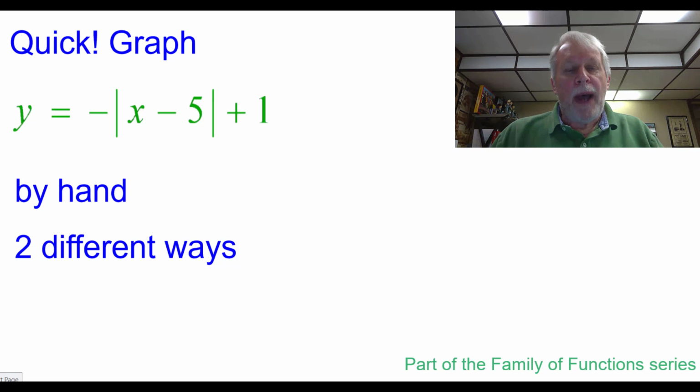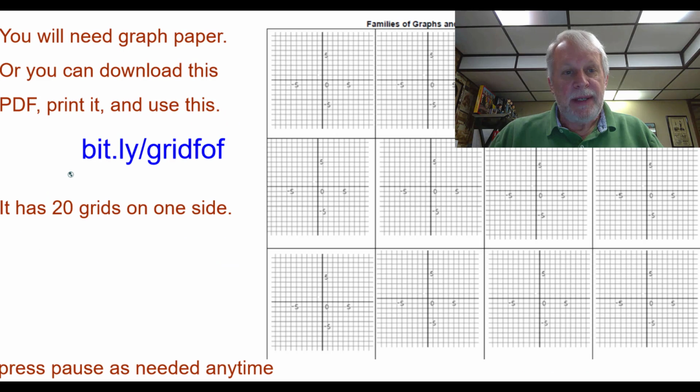Quick, graph y equals the opposite of the quantity x minus 5, plus 1, by hand 2 different ways. This is part of the family of functions series. You will need graph paper, or you can download this PDF and print it. Press pause as needed any time during this video.